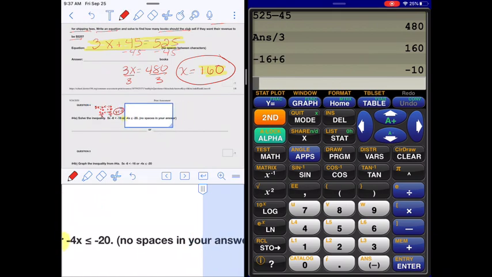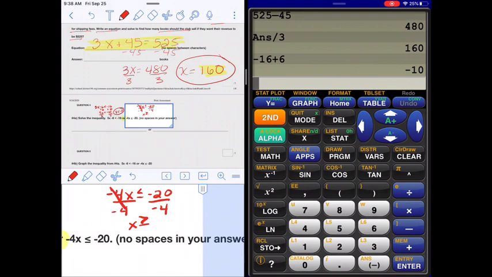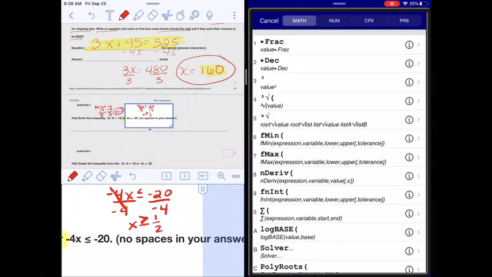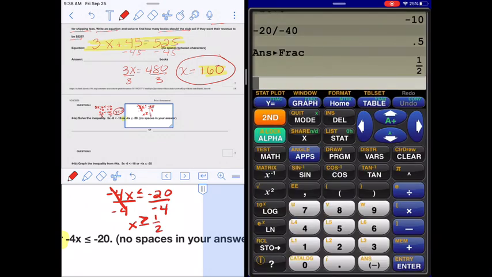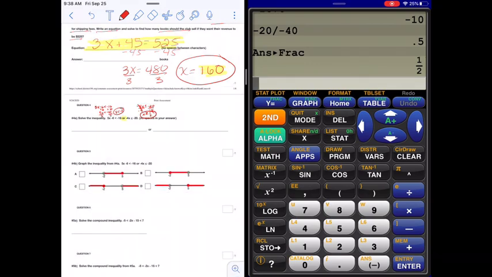Let's go ahead and look at the second one. -4x is less than or equal to -20. Divide both sides by -4. When you divide or multiply by a negative, you flip that inequality. So -20 divided by -4 is equal to 0.5, which is a half, or you can hit your math, enter, enter. So the calculator does that for you.